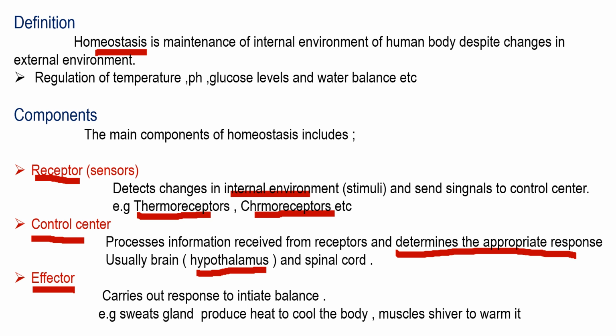So what is the role of an effector in homeostasis? Effectors generate the final response to initiate balance, and main effectors are glands and muscles. For example, when human body temperature rises, then sweat glands produce sweat to cool the body, and when it goes down, then our body muscles start shivering to warm the body. In this way, these components work in integration with each other. I will also explain how these components work with each other by a different example in next slides.